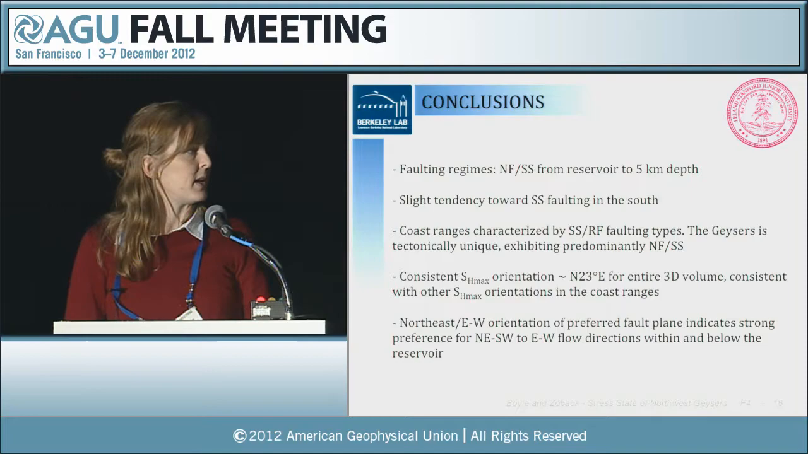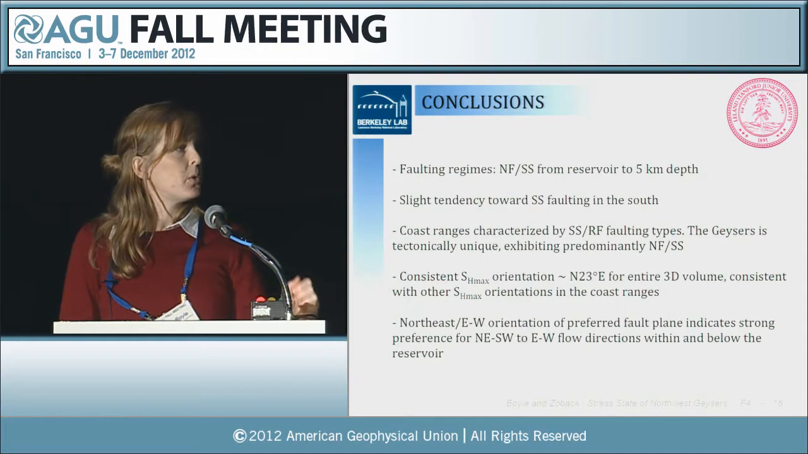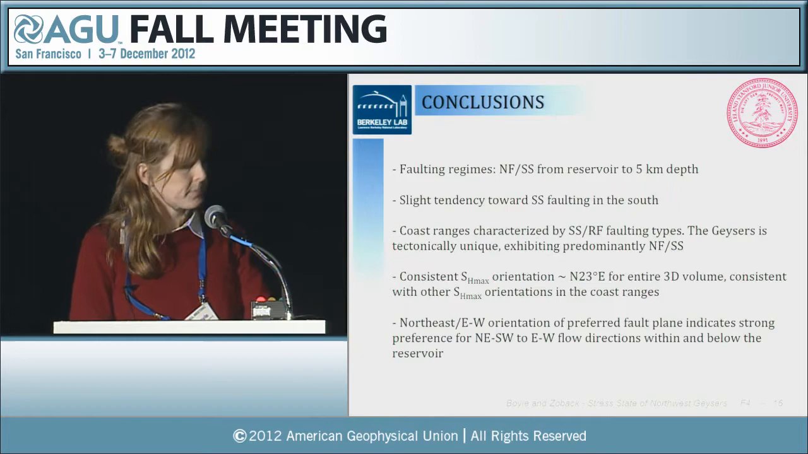The orientation of the fault planes that we obtained, the northeast and east-west orientations, indicates a strong preference for flow in these directions within and below the reservoir, where most of the seismicity is occurring.